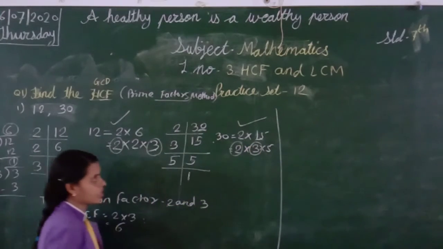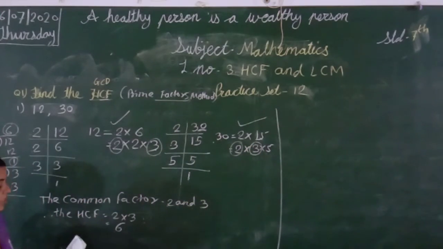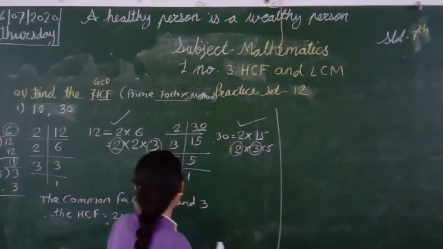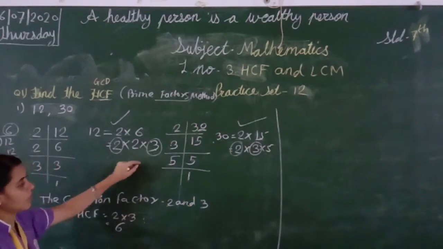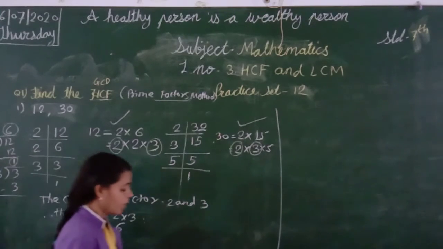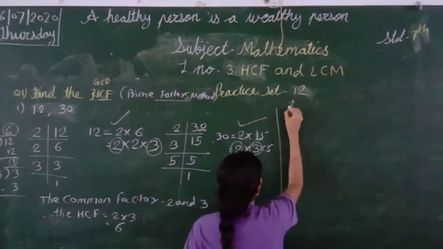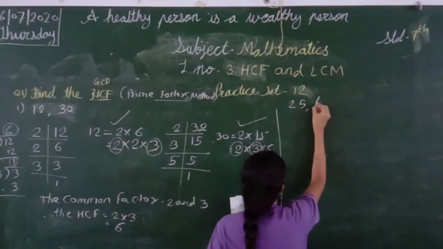Now students, we will solve the next one. Use whichever method is easy for you, vertical or horizontal. Now we will solve practice set 12. Question number 1: 25 and 40.